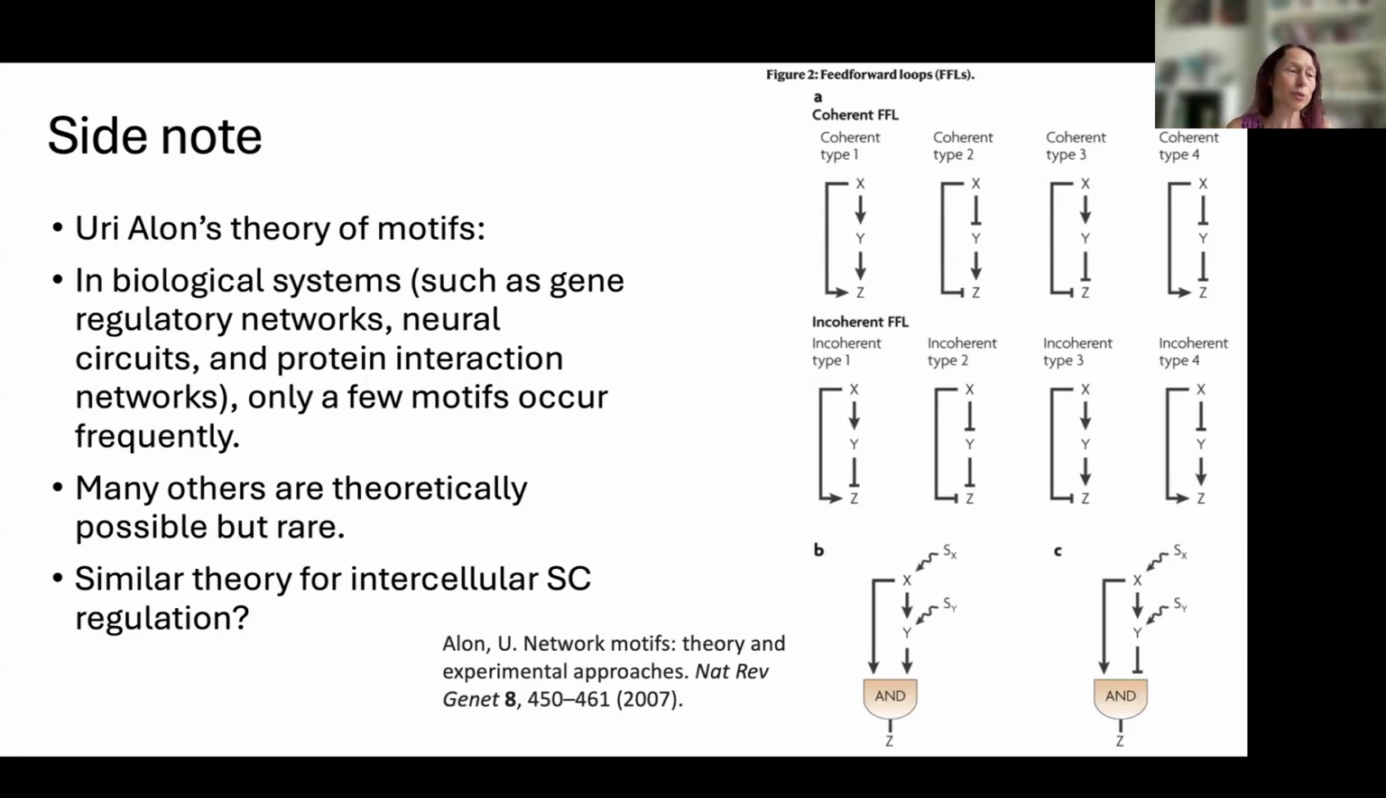motifs in these networks that occur again and again and again. So theoretically speaking, there are many, many networks that are possible, but only some of them keep occurring in nature and not others. And this is kind of what we see as well.